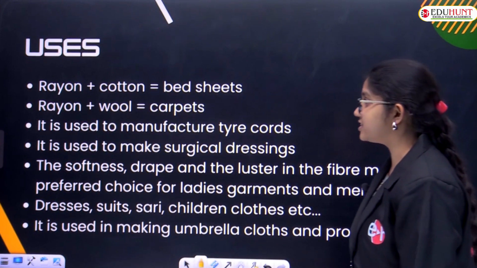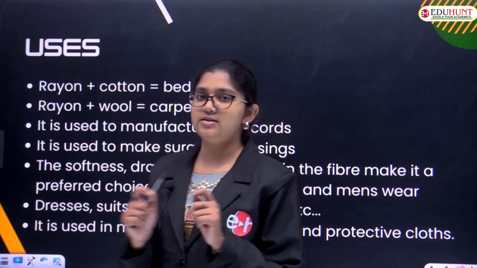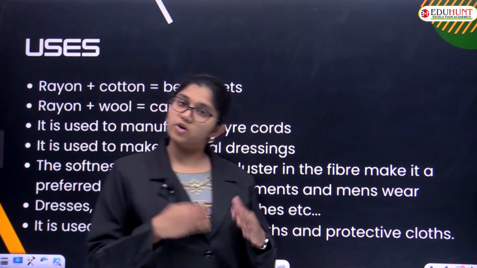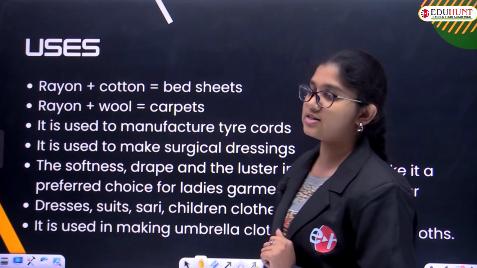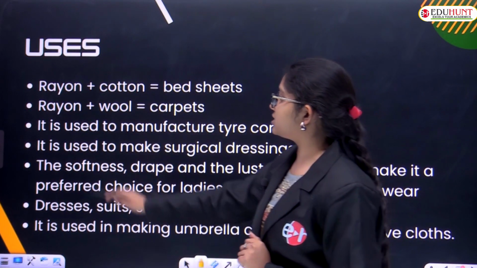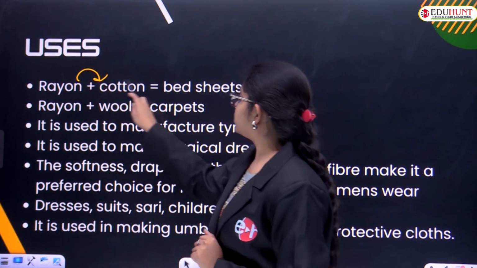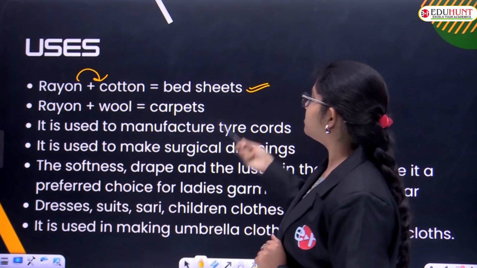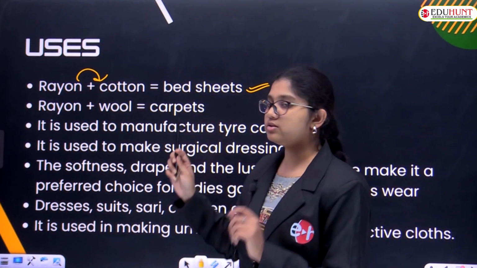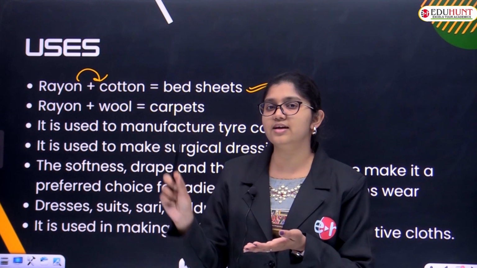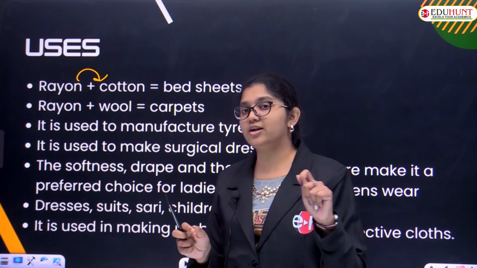Oh yes, uses. What are the uses? See, we discussed the properties and all. Then only you can understand what the uses of this particular rayon are. We'll see them one by one. Rayon is mixed with cotton to make sure we get bed sheets. Okay, rayon is mixed with cotton to get that kind of smoothness, shininess, and strength in the bed sheets.